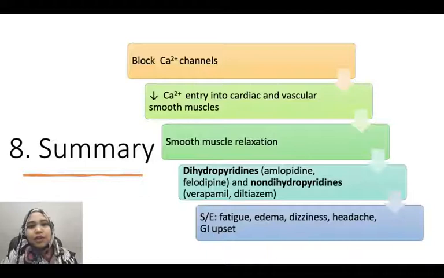In summary, calcium channel blockers block the activity of calcium channel, preventing the entry of calcium ion into both cardiac and vascular smooth muscle cells, causing relaxation activity of both cells. There are different types of calcium channel blockers, dihydropyridines and non-dihydropyridines, which differ in the site of activity of the channel, and the side effects include fatigue, edema, dizziness, headache, and GI upset.